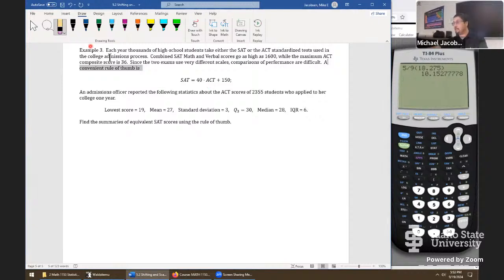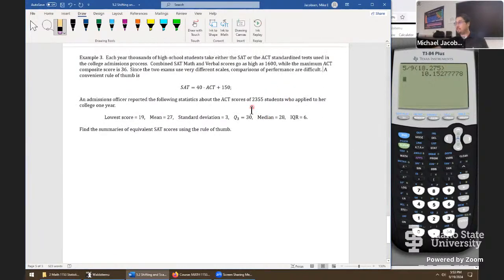I would trust them. They tell us here, each year, thousands of high school students take either SAT or ACT standardized tests in the college admissions process. Combined SAT math verbal scores go as high as 1,600, while maximum ACT composite score is 36. So it really is apples to oranges. It's hard to compare the two. They tell us next, since the two exams use very different scales, comparisons of performances are difficult. It's just kind of unfortunate that those two are highly competitive exams. Can't just delete one. So we have that rule of thumb.